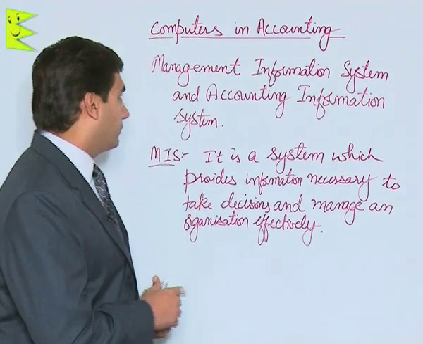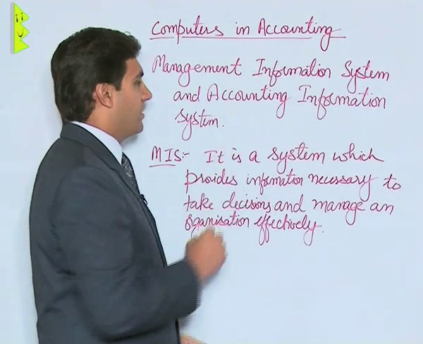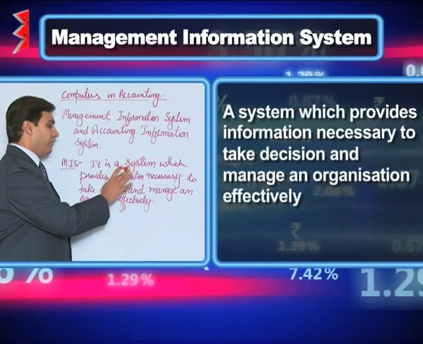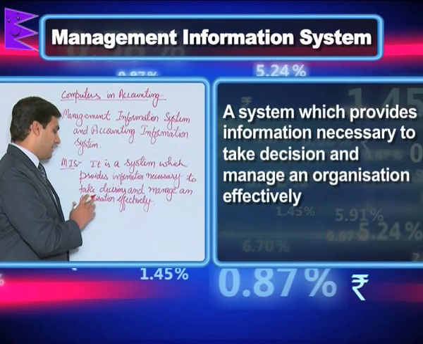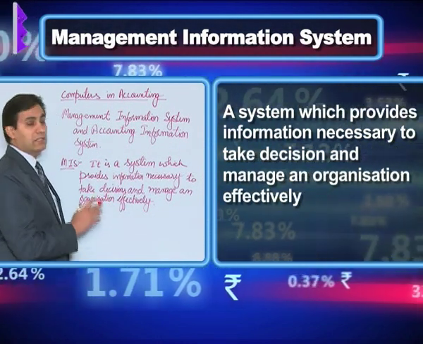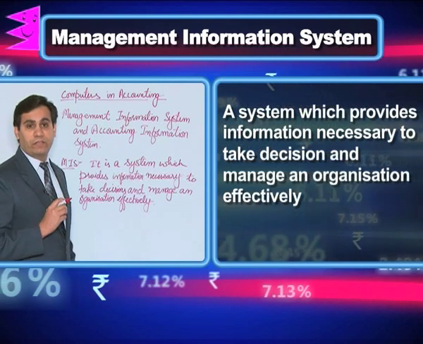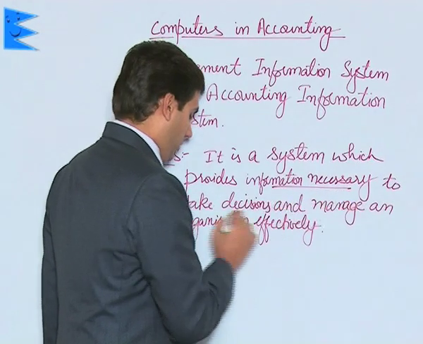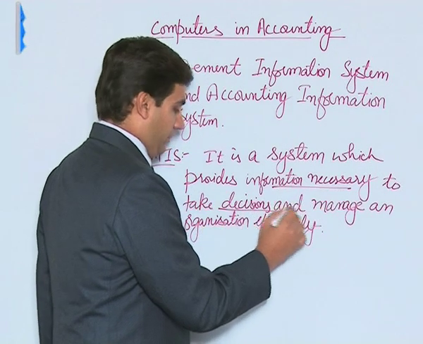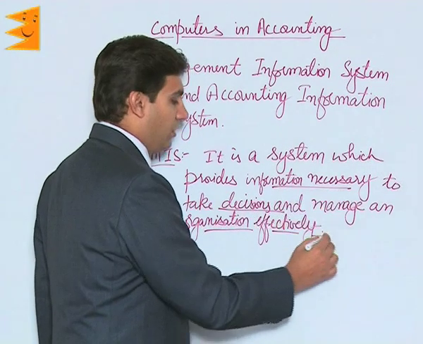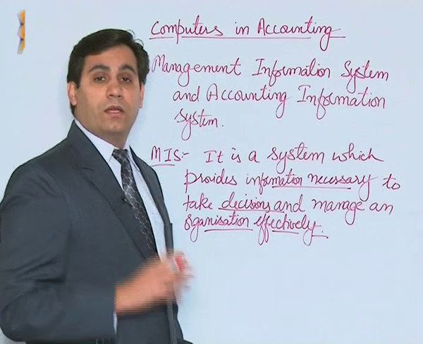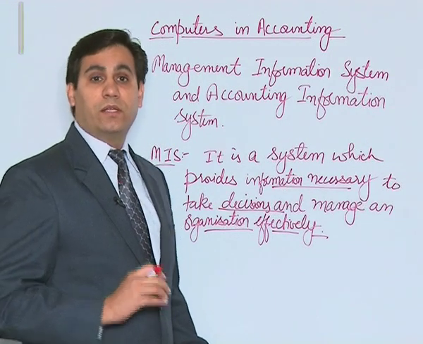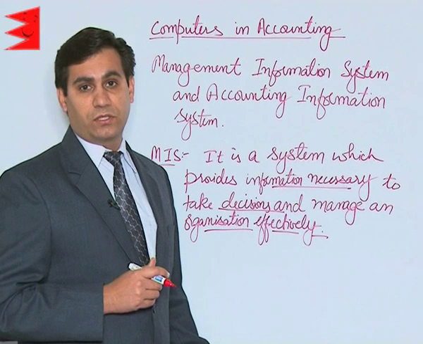So now, coming to management information system. What is management information system? It is a system which provides information necessary to take decisions and manage an organization effectively. It does not mention anywhere that it is only accounting information. It means all the information.